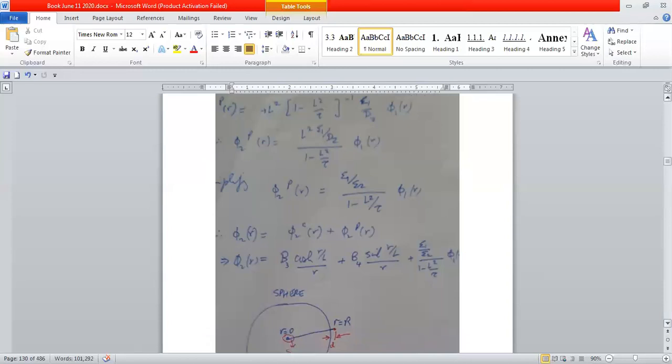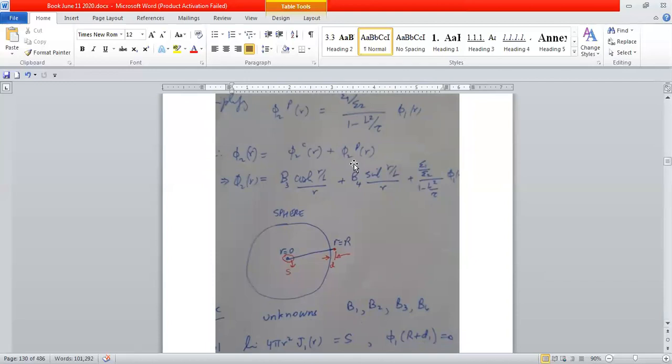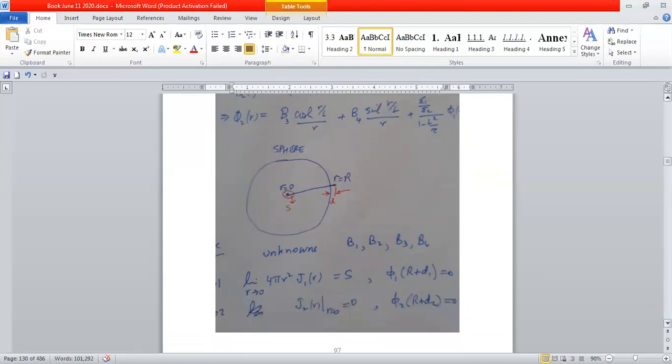So now let's put my complementary and particular together and see what a lovely solution we get. We get for the thermal flux phi 2 r, the complementary part plus the particular part, which is exactly the phi 1. So I had a B1 and a B2, and now I've got a B3 and a B4. So I have four unknowns. Now for four unknowns, I'm going to be needing four boundary conditions.